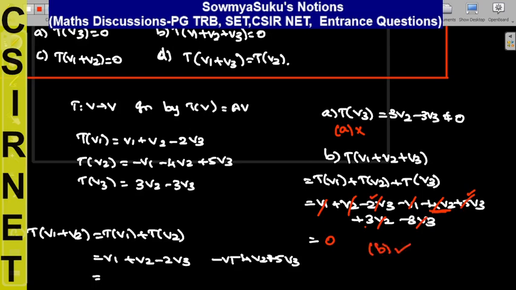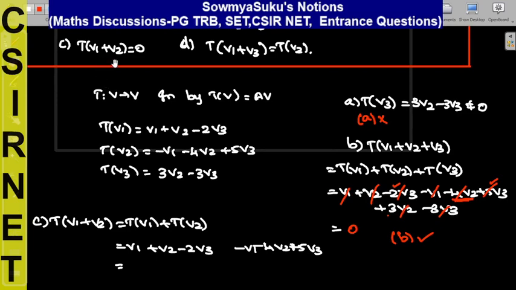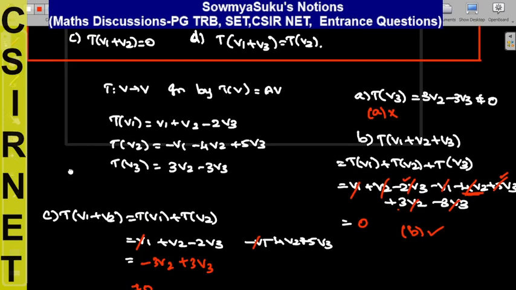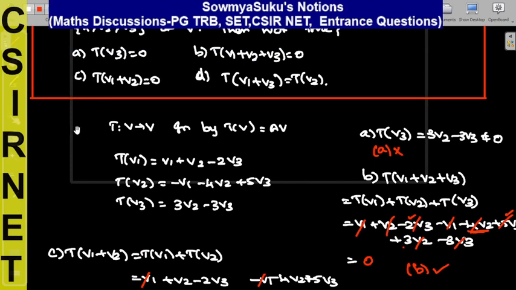Okay. Let's see the third option. T of V1 plus V2 is T of V1 plus T of V2. Substitute these values. Here V1 minus V1 gets cancelled. Here 1 V2, so here minus 3 V2, then minus 2 plus 3 V3, right? So it is not equal to 0. Here option C is false. Okay. So similarly, you have to check option D. So for this question, option D is the right one.